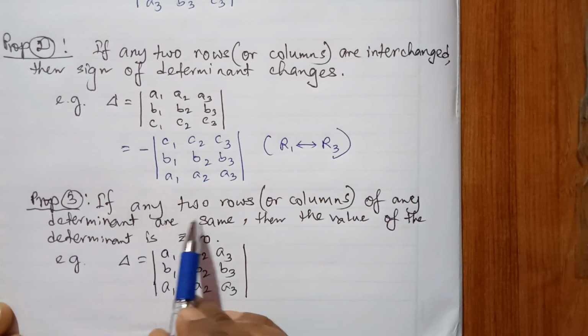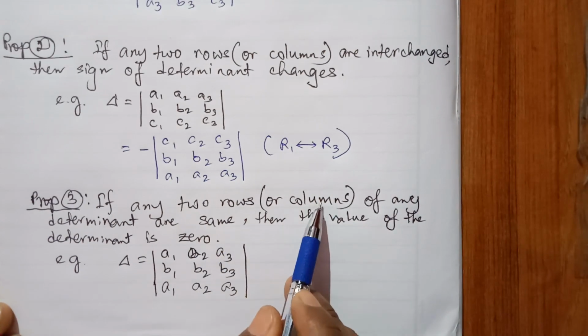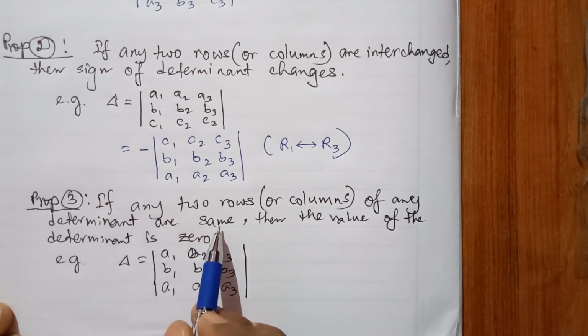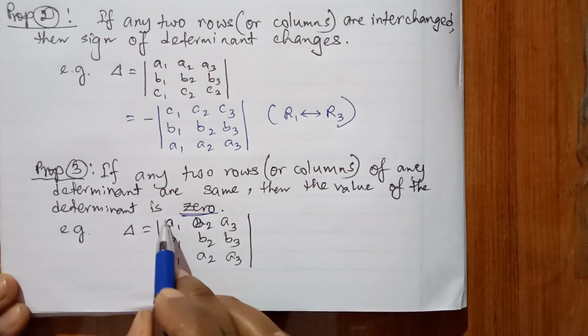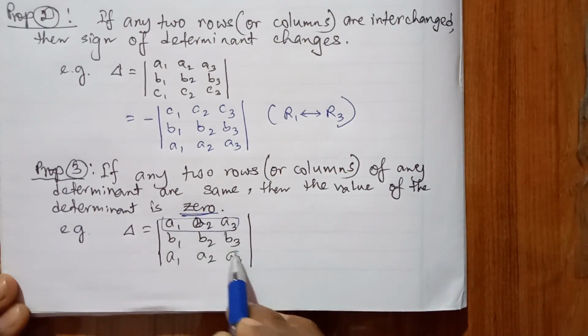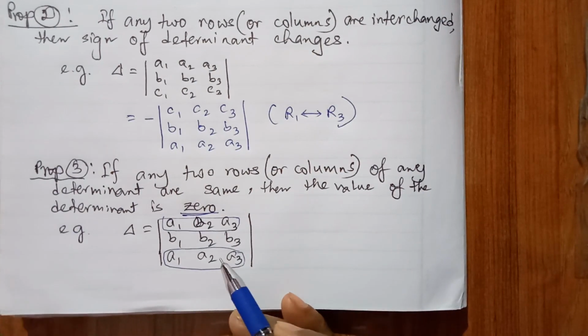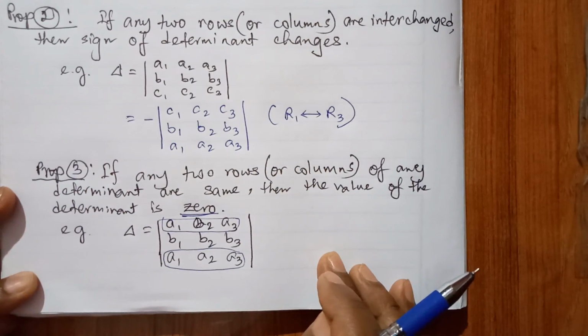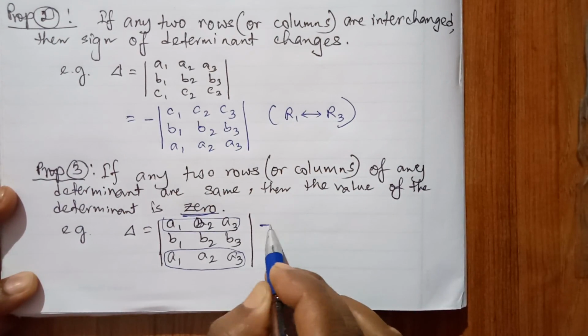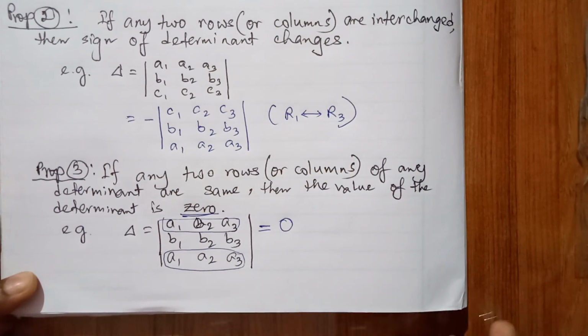Property number 3 is that if any two rows or columns of a determinant are the same, then the value of the determinant is 0. Here you see, in the determinant, the row 1 elements and row 3 elements are the same. So if the elements of any two rows or any two columns are identical, then the value of the determinant will be equal to 0. This is the property number 3. So understood? I think these 3 are very simple. Altogether there are 6 properties.